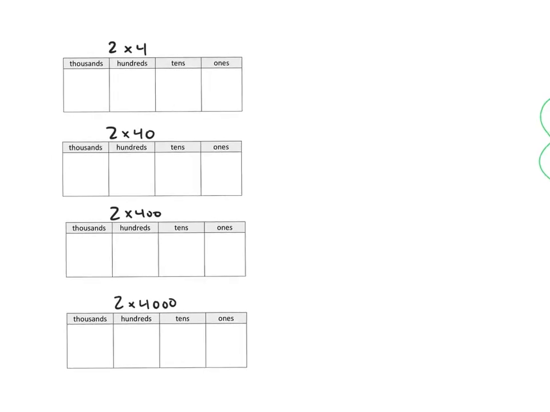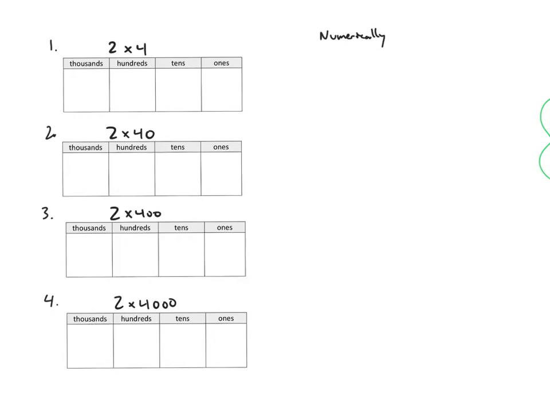So I'm going to be solving a series of problems here. I'm going to start with the first one up here, 2 times 4. Then I'm going to be solving 2 times 10. Then 2 times 40. Then 2 times 400, and then 2 times 4,000. I'm going to be using place value disks on a place value chart, and I'm also going to be showing off to the side over here how you could do it numerically as well.